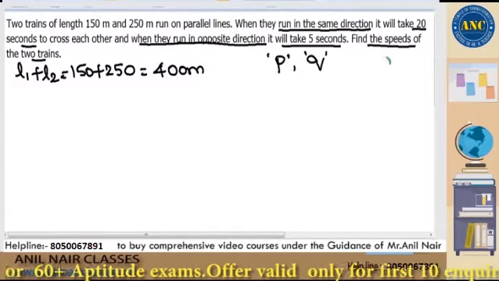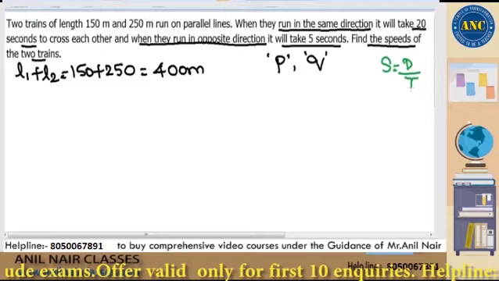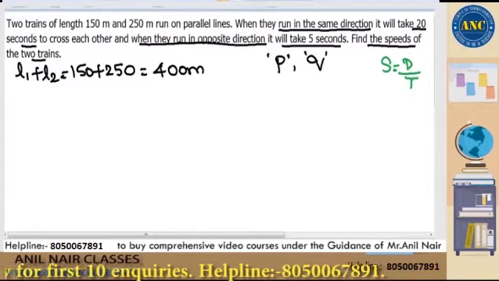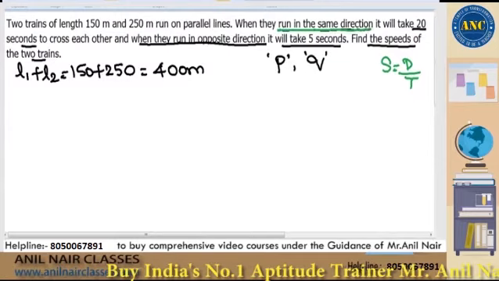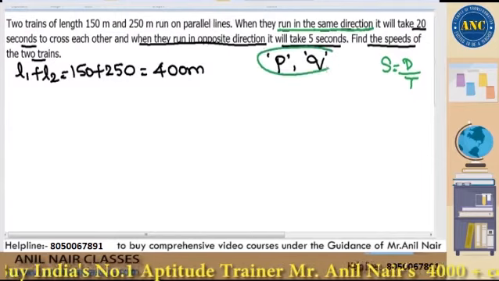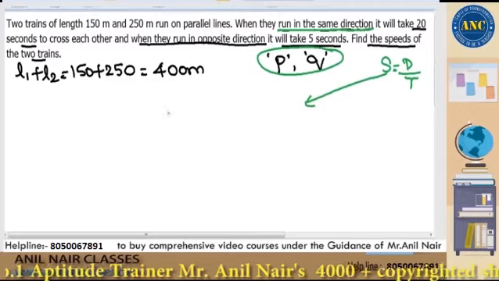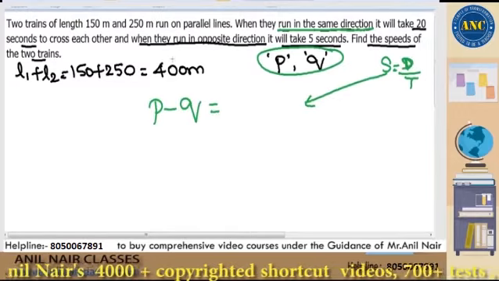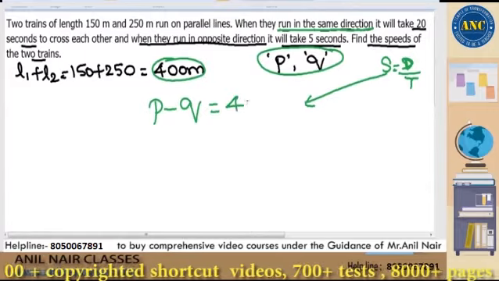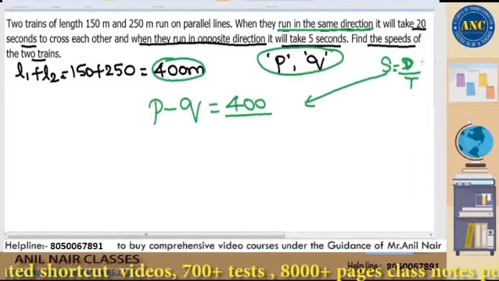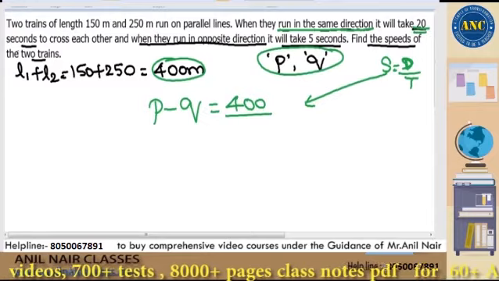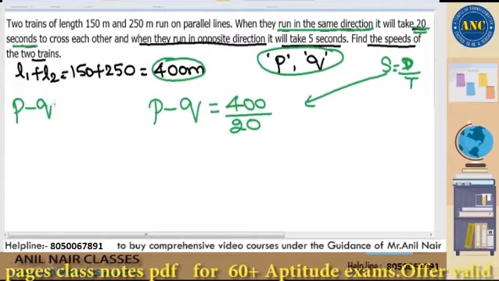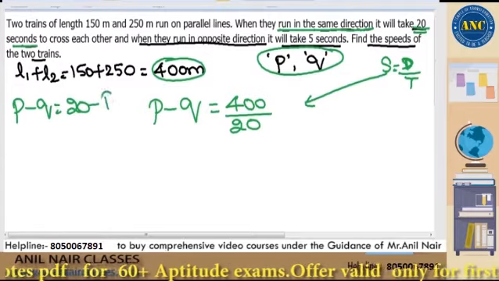First of all, speed is equal to distance by time. So can I say that when they run in the same direction, the speed is nothing but the difference between the speeds, P minus Q. Distance is nothing but the total length, L1 plus L2, which is 400. Time, when they run in the same direction, is 20 seconds. So P minus Q is nothing but 400 by 20, it is 20. This is the first equation.